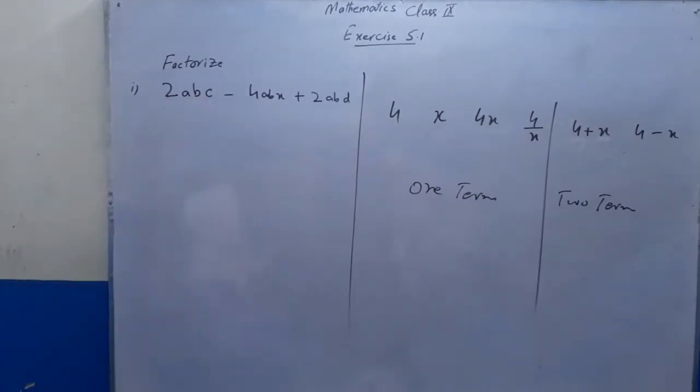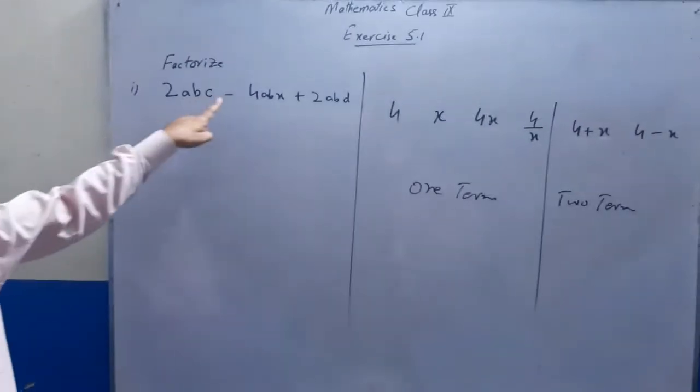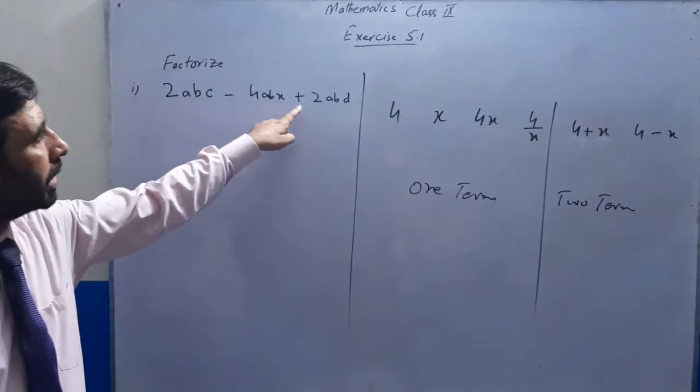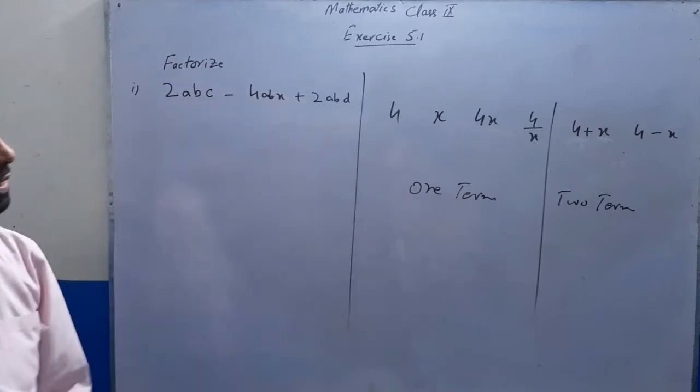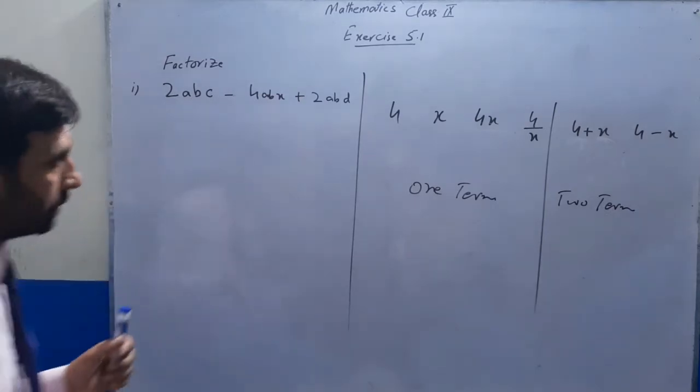It means the sign of plus or minus separates the terms. Whenever there is a sign of plus or minus, they separate the terms. So here is a minus sign, here is a plus sign, so it means these are the three terms. Now we have to learn about factorization of the terms.